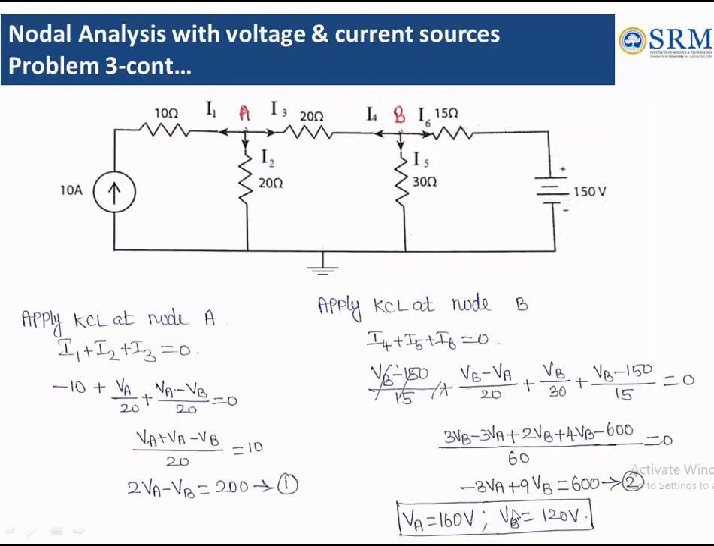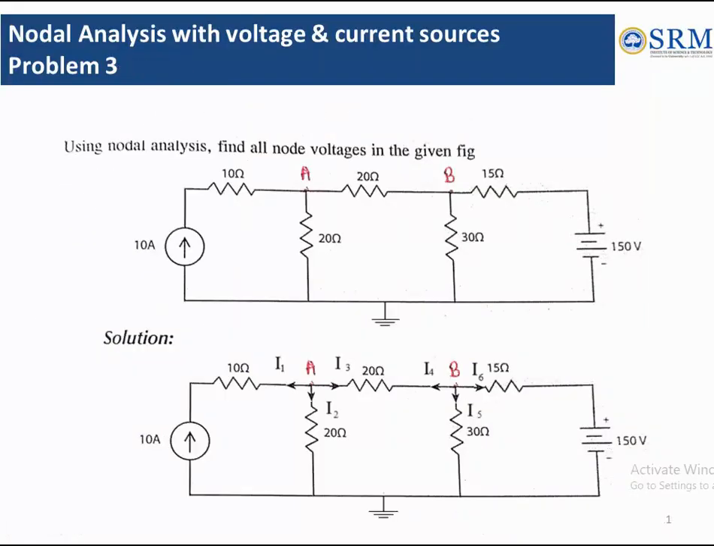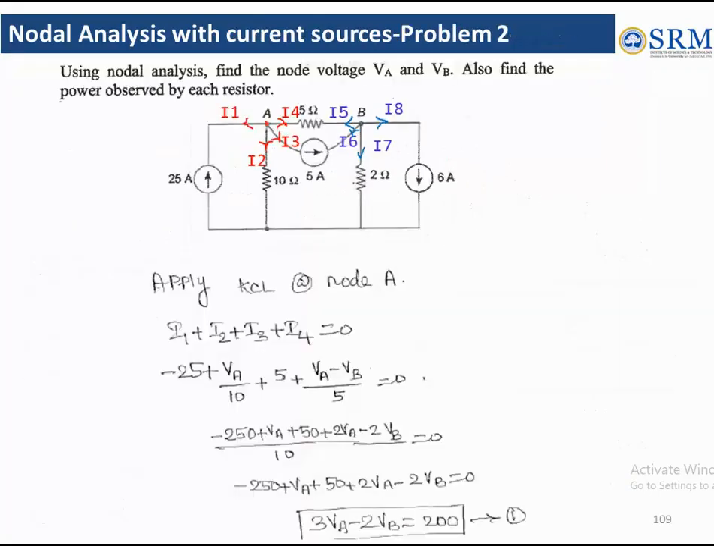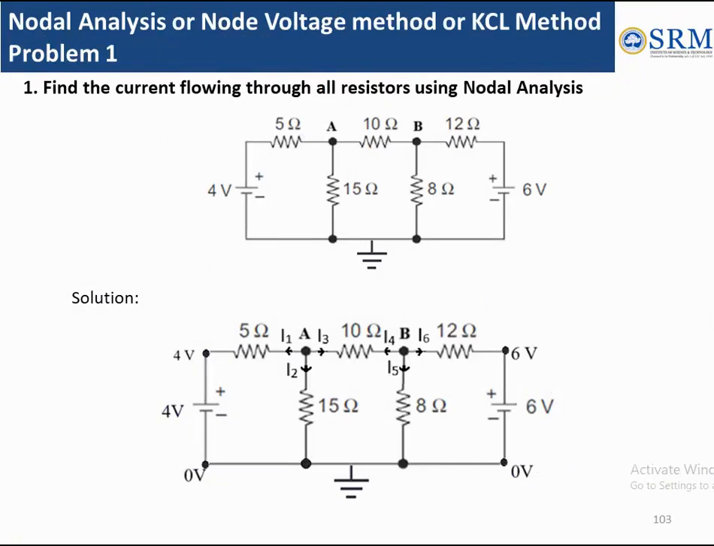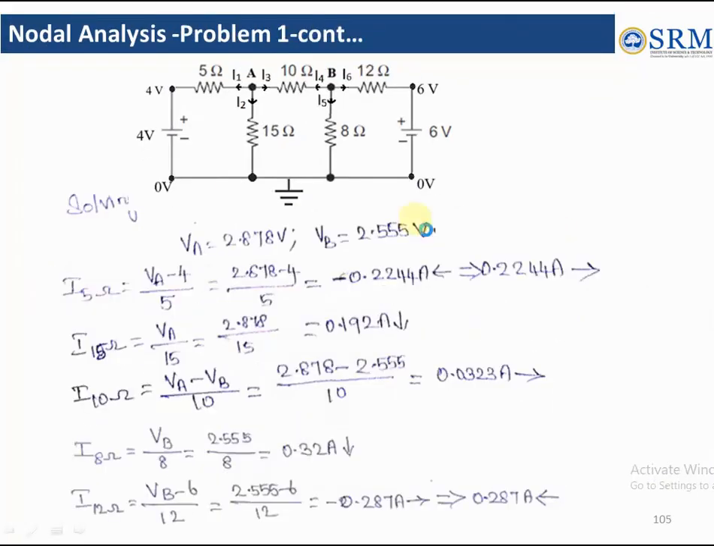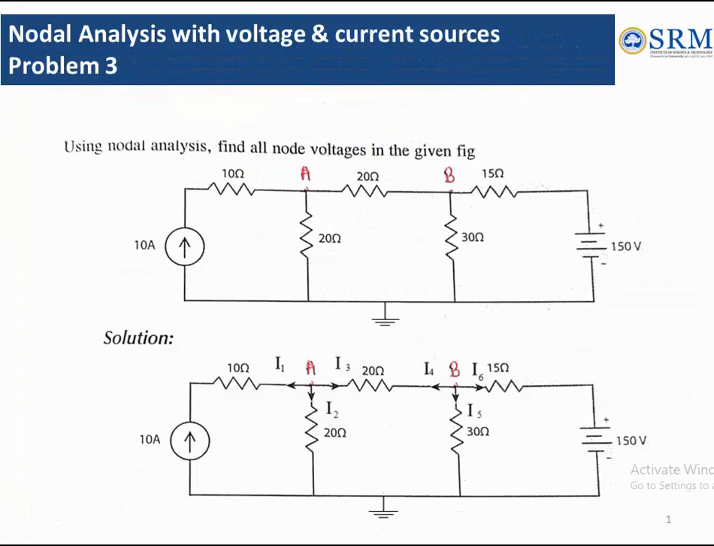Okay, they asked to find only the node voltages. Hope you understood how to use nodal analysis to solve a given problem with only a voltage source, then only a current source, then a combination of both. Thank you everyone.